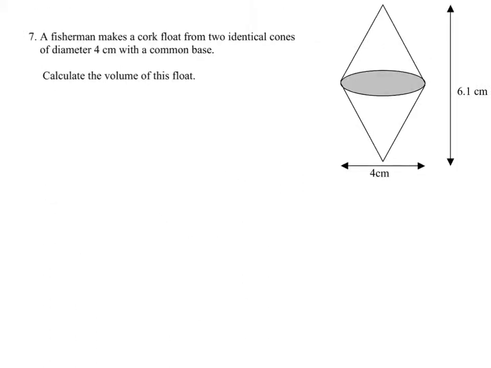Question number 7. A fisherman makes a cork float from 2 identical cones of diameter 4 centimetres with a common base. Calculate the volume of this float. So first of all, we need to know how to work out the volume of a cone in order to do this question. So the volume of a cone V is equal to 1/3 pi r squared h, where r is the radius of the cone, the base of the cone, and h is the height of the cone.